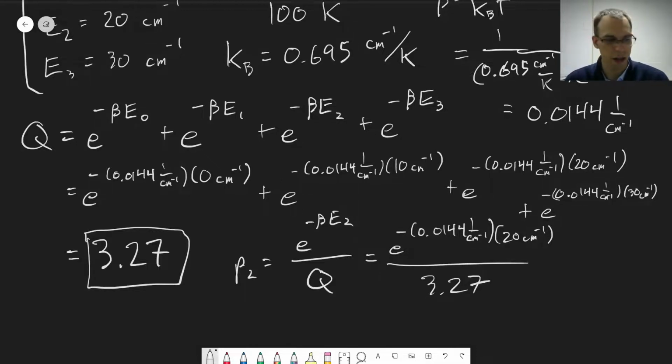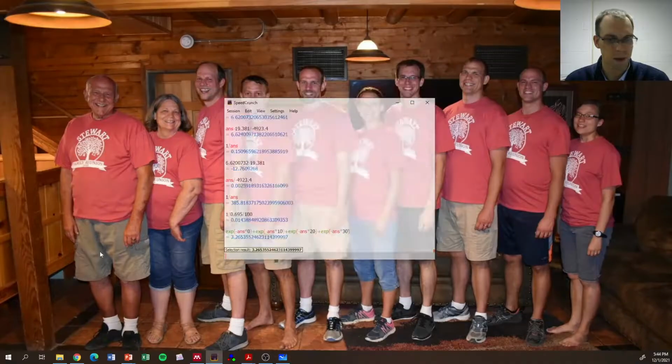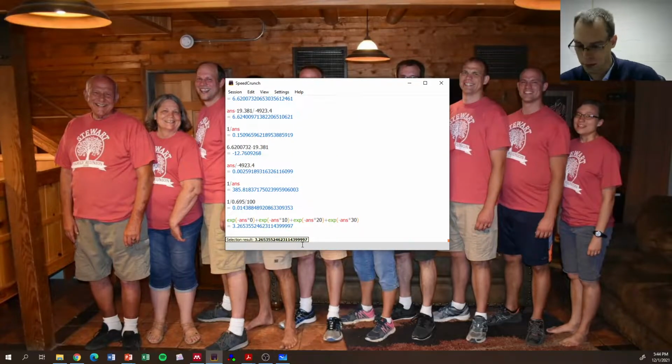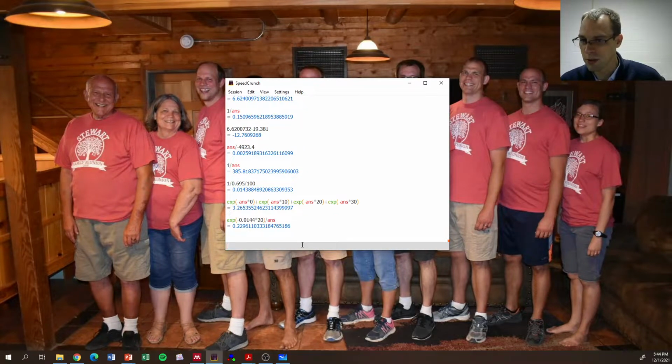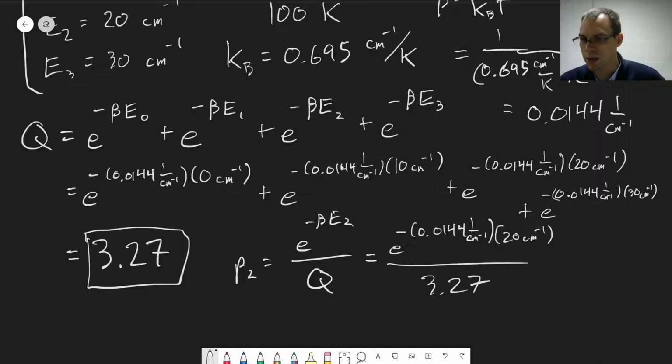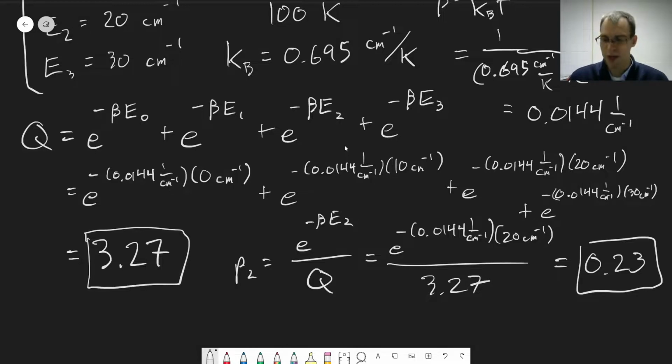All right, so let's go ahead and calculate that. We have the exponential of negative 0.0144 times 20 divided by our previous result here. So that's equal to 0.23. So what that tells us is there is a 23% probability at 100 Kelvin that our system has an energy of 20 wave numbers. And so we would also have probabilities of all the other energies as well.